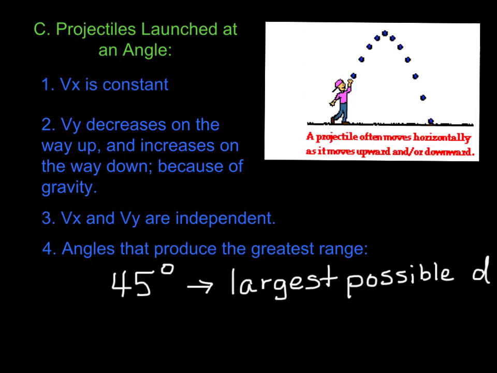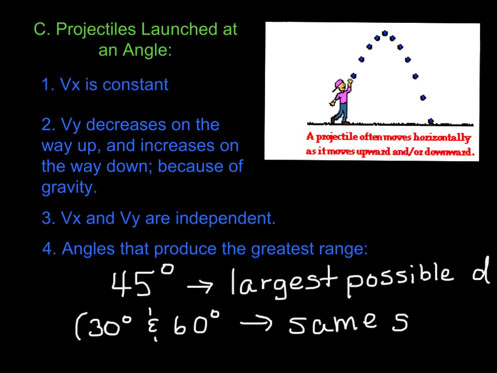One other thing that's worth noting, however, is that corresponding angles, for example, 30 degrees and 60 degrees, both of those two add up to 90, would produce the same range. And so your projectile would land in the same spot if you fire at 30 versus if you fire at 60 degrees.